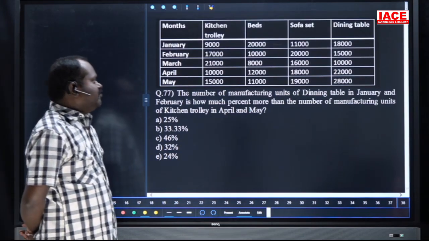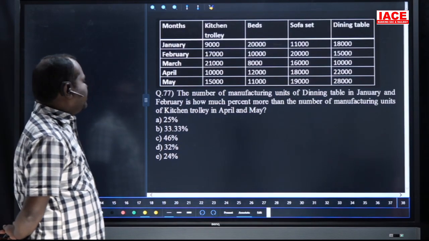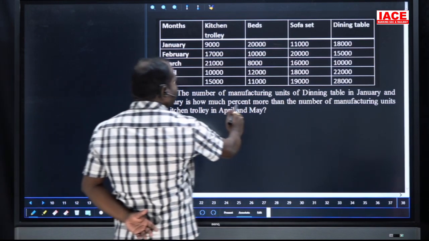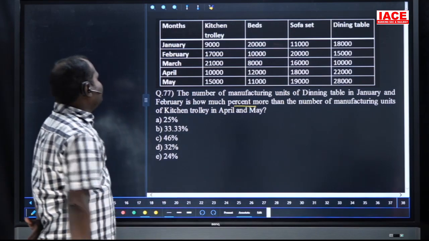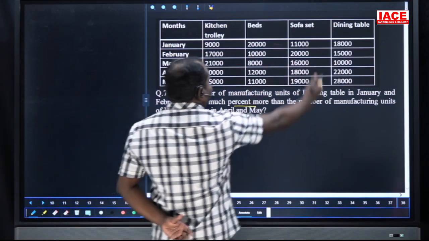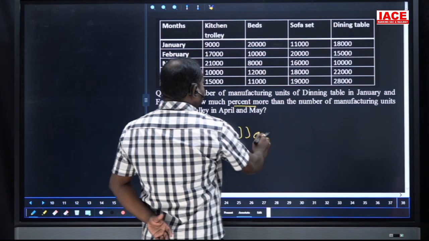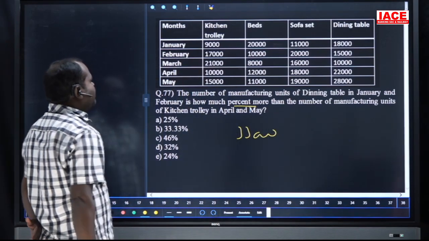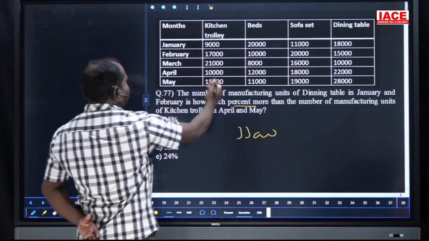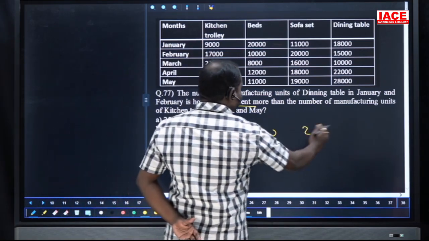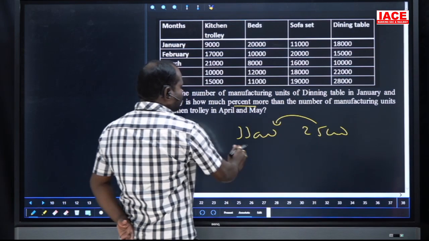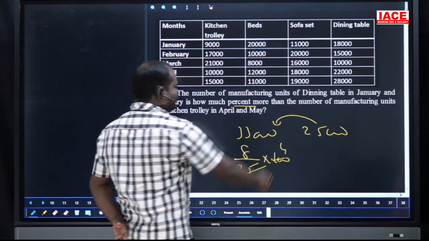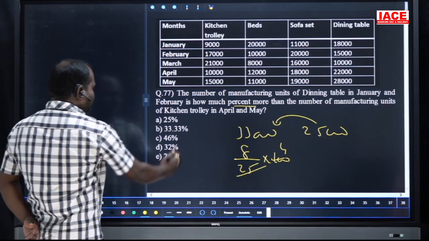The number of manufacturing units of dining table in January and February is how much percent more than the manufacturing units of kitchen trolley in April and May? Question asking percent more. Dining table January and February: 18 plus 15, 33,000. Kitchen trolley April and May: 10 plus 15, 25. So 8 more compared to 25, into 100. 25 4 times, nothing but 32%. So option D.